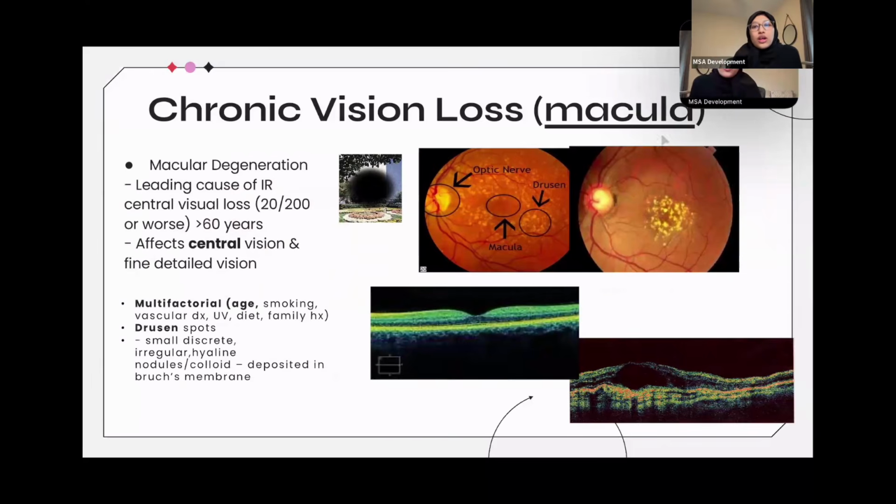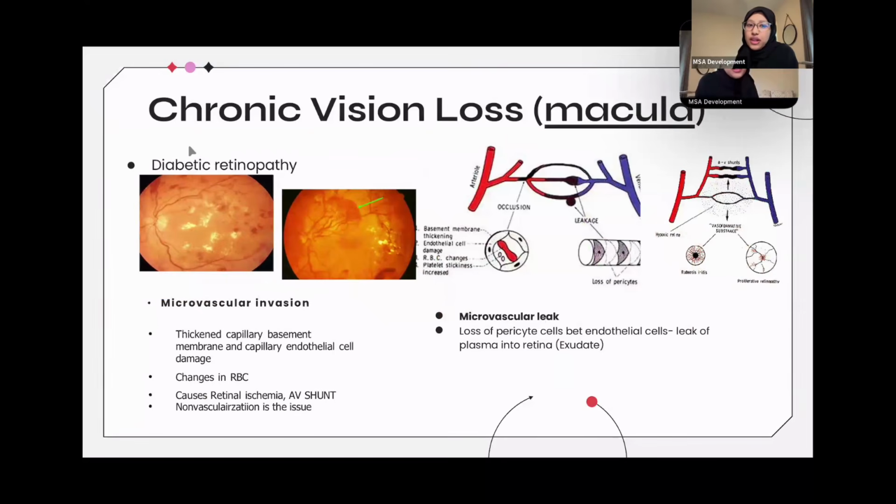Okay. What about chronic vision loss affecting the macula? From the name, we have macular degeneration, or we have, I'll come to it, diabetic retinopathy, which is the number one cause, right?